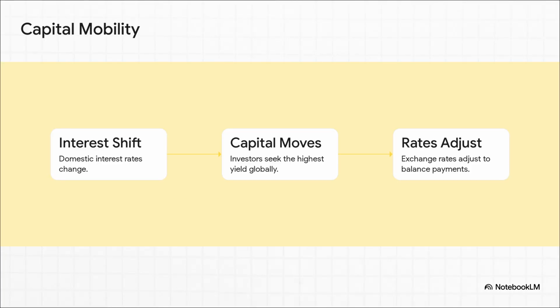Now, let's shift gears and look at how money, rather than sandwiches, moves around. This right here is the transmission mechanism of capital mobility. Step 1. Let's say domestic interest rates shift upward. Step 2.